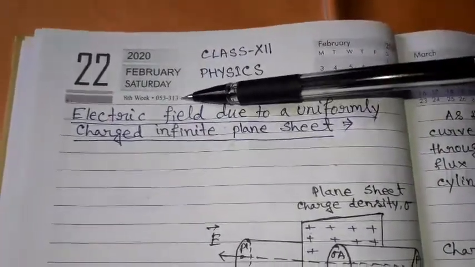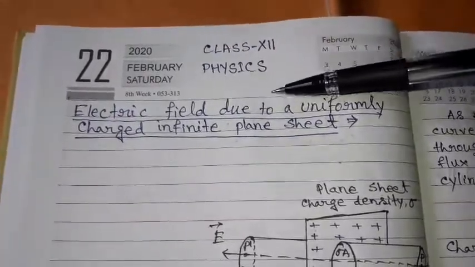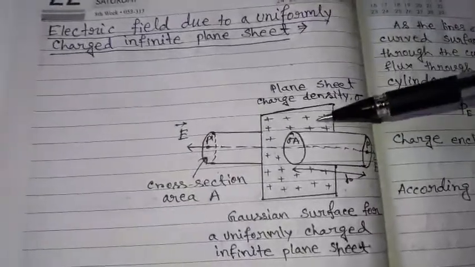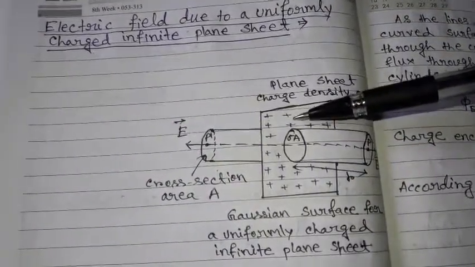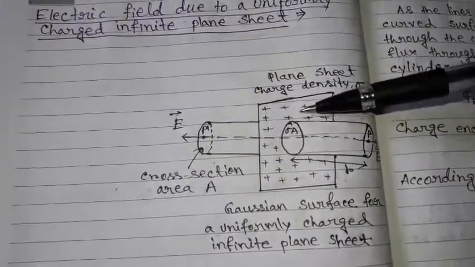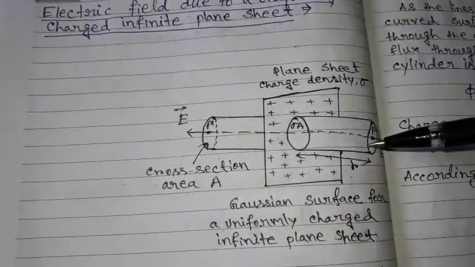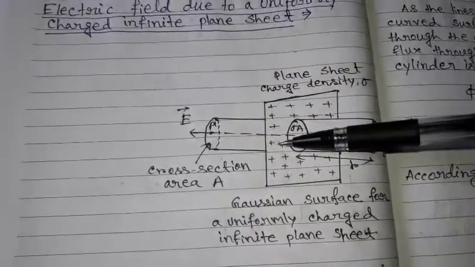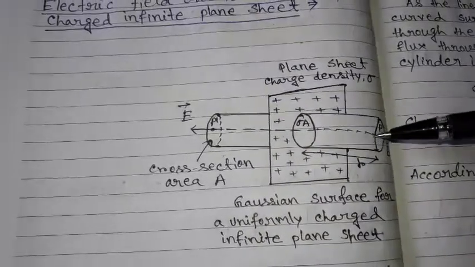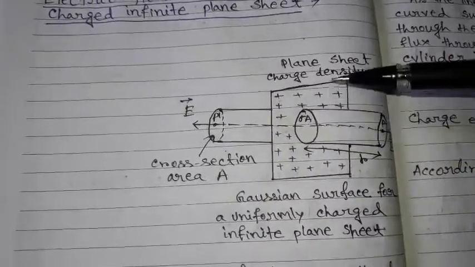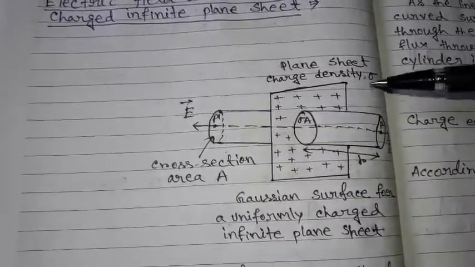Our first topic is electric field due to a uniformly charged infinite plane sheet. Here in the diagram we see a uniformly charged infinite plane sheet. The Gaussian surface to calculate the electric field at the point P is a cylinder. This P point is at a distance r from the surface. The charge density of the sheet is sigma.